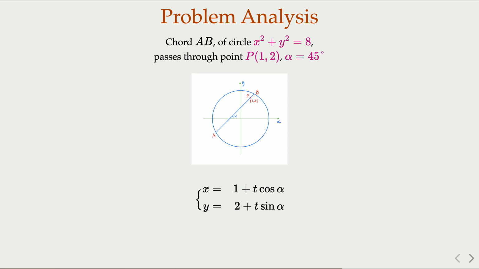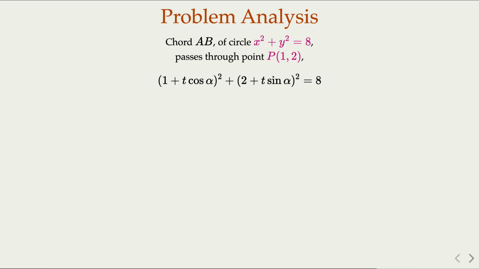Now, how do we find A and B? A and B are the points that are not only on the straight line, but also on the circle. So we need to plug these values into the circle equation so that we can solve for t. Once we know t, we can solve the distance between A and B. Let's plug in, expand and simplify. It becomes this. We're given alpha equal to 45 degrees, so sine and cosine of that equal square root of 2 over 2. Let's combine that, and it becomes this.